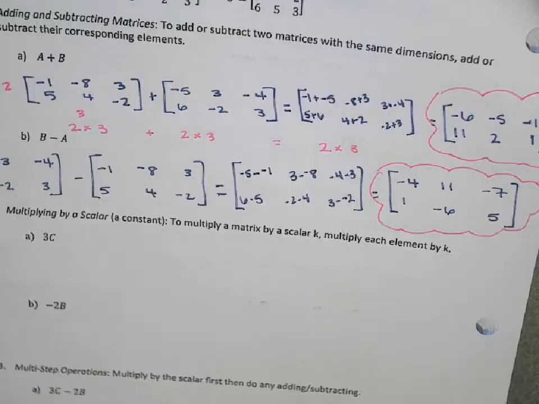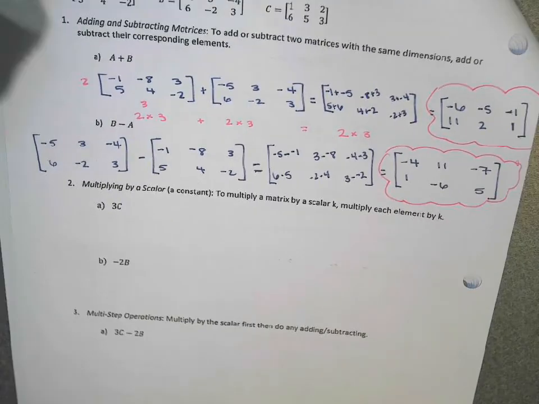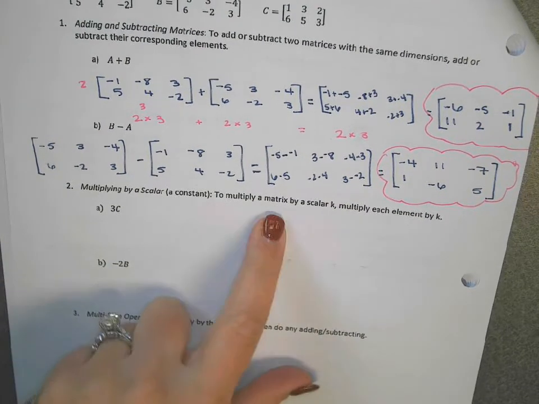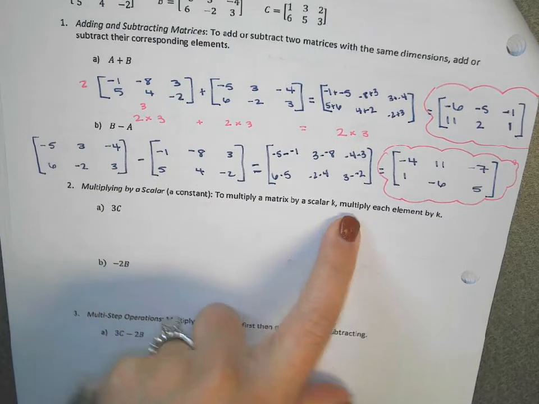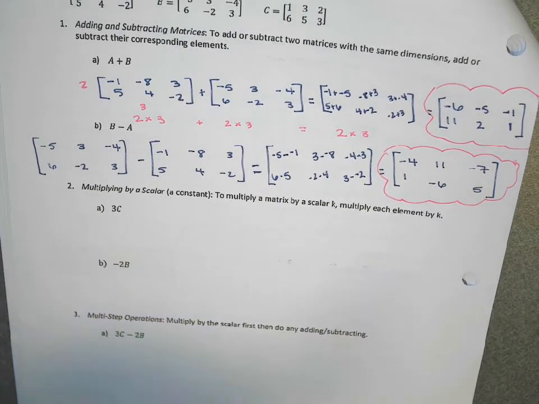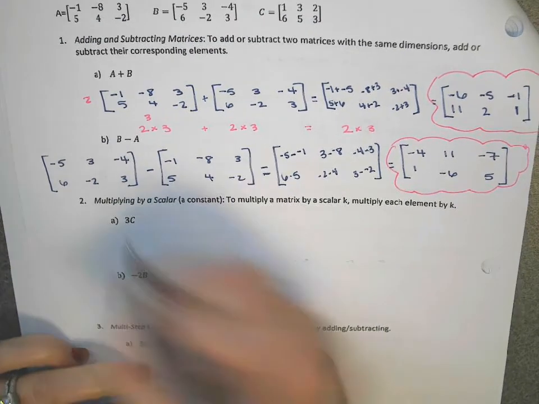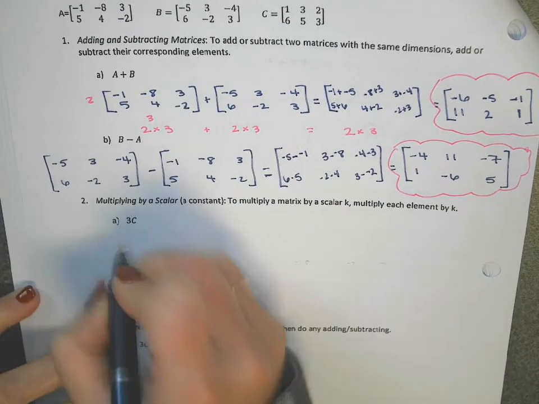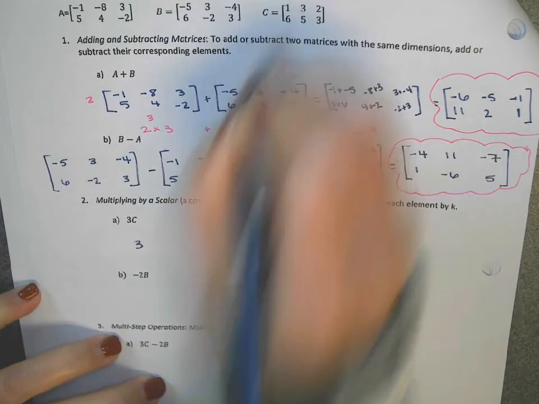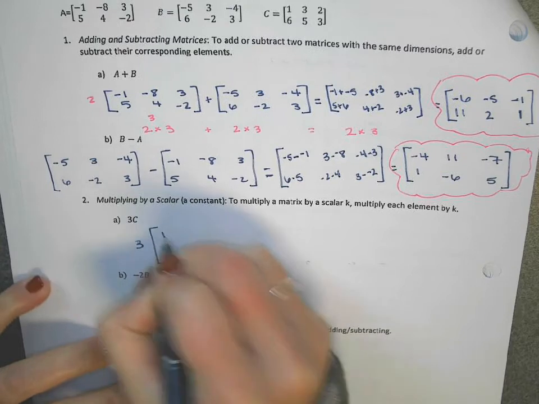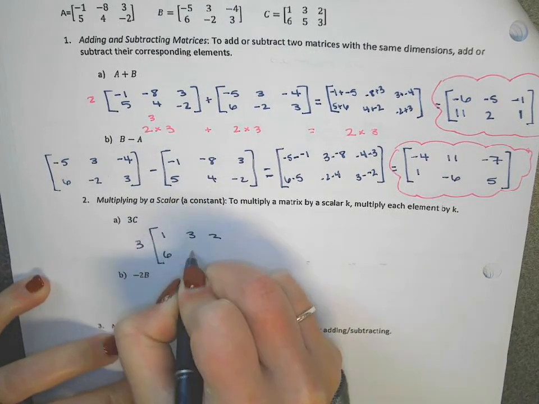Okay. The next is a scalar. And a scalar is just a constant that is in front of the matrix. So to multiply a matrix by a scalar k, multiply each element by k. So in this case, your k value is actually 3. 3 is in front of the matrix C. Your matrix C is 1, 3, 2, 6, 5, 3.